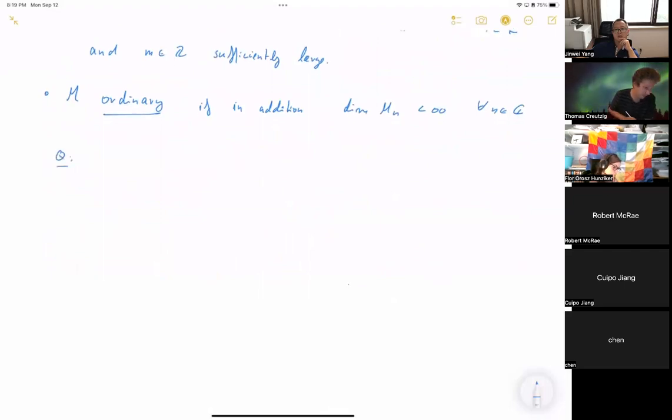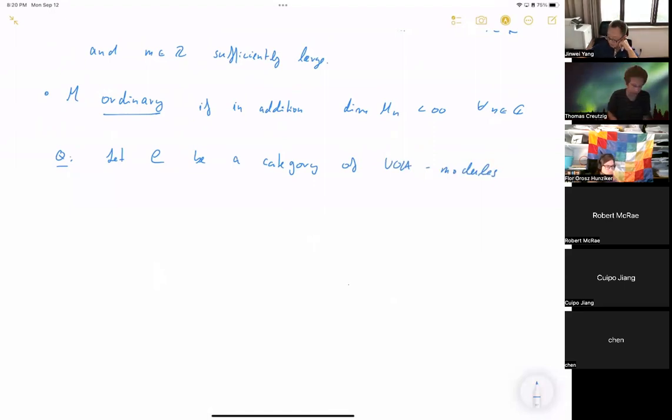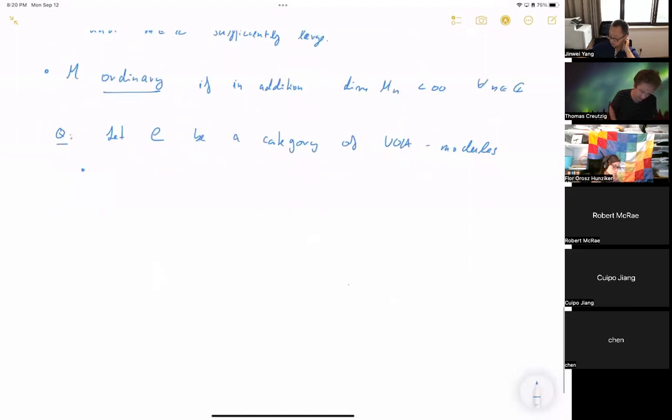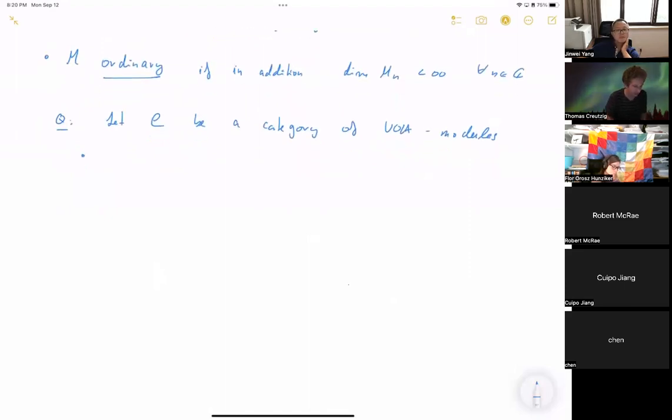And now we can formulate a question. What kind of question would we like to formulate? We would like to do some representation theory. So this means we choose a category, call it C, of course a category of modules for a VOA. And one usually puts some niceness conditions on it, for example, them being ordinary or lower bounded. But these conditions have to be chosen wisely so that you can do interesting representation theory.